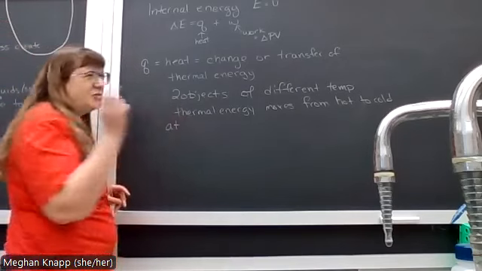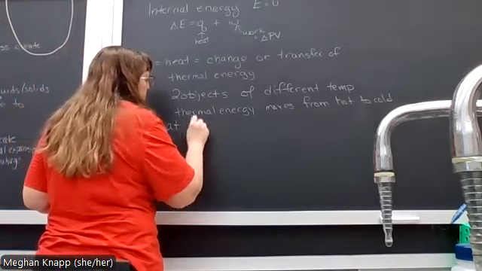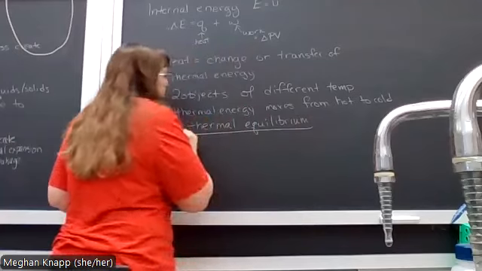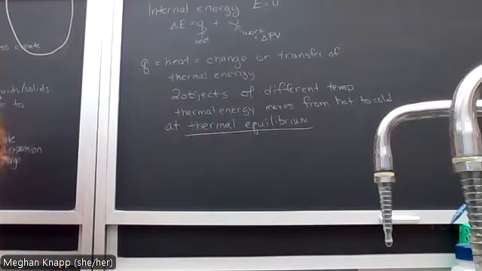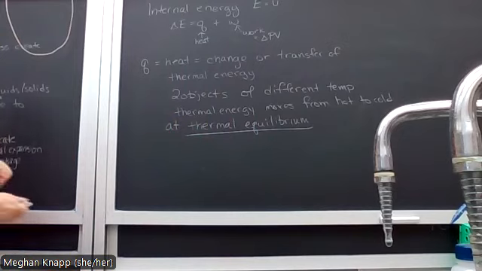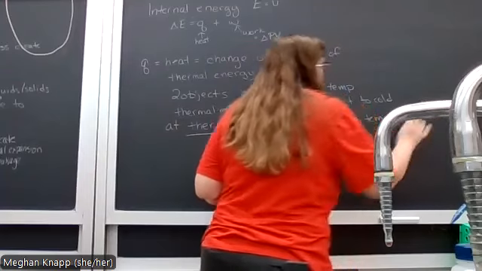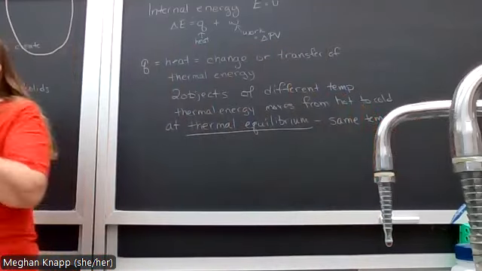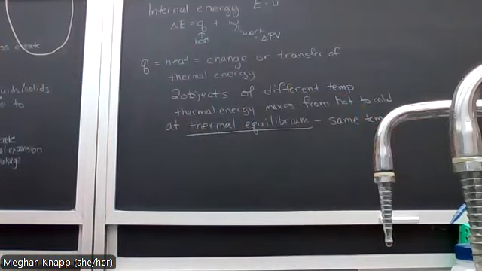I think this is in your lab manual, so you should know this term. When I have this hot object and this cold object touching one another and they reach thermal equilibrium, what do you think has happened? They're the same temperature. That's all thermal equilibrium means. So in your lab next week, when it says, when your cup has reached thermal equilibrium, this just means that everything in the cup is the same temperature.